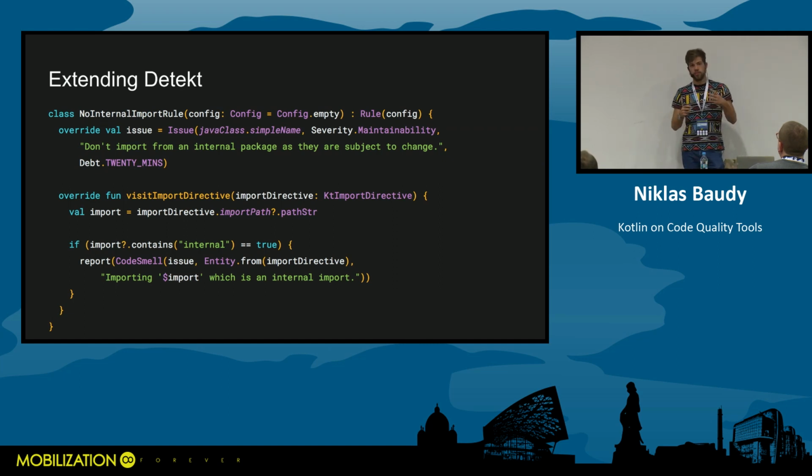Those rules work in the visitor pattern. So you take your code, and then usually you have a file at the top, you have classes. In those classes you have properties, functions, and then each of those you can visit. So there's a visit file function, visit import directive for visiting all of the import statements, visit class, visit method, and then you can basically get your information from that. So we use the visit import directive, we take the path, we check if it contains internal, and if that's the case, we can just report a code smell. And that's all that needs to be done for writing your own Detekt rule.